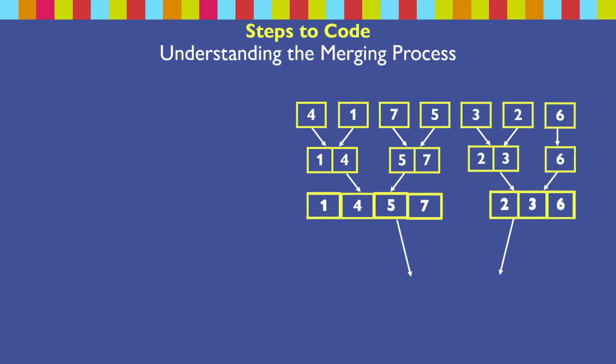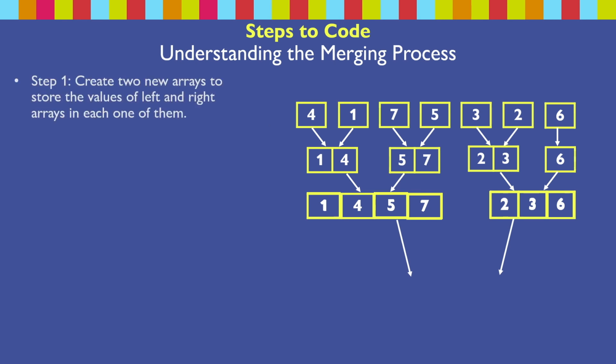Once the merge sort has performed the task of splitting the array into subarrays, the next step is sorting and merging these elements. So here you can see all these subarrays are containing one element, which is the result we have got from the merge sort function. So here in the merging process, we are going to start from step 1. In step 1, we will be creating two new arrays which will store the values of the left and the right arrays in each one of them.